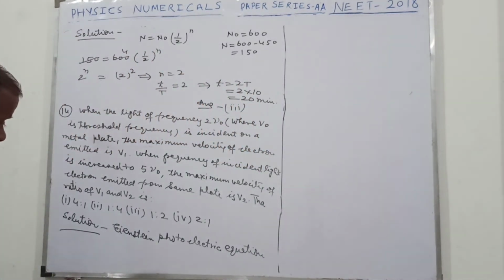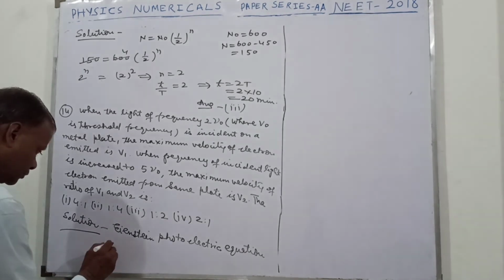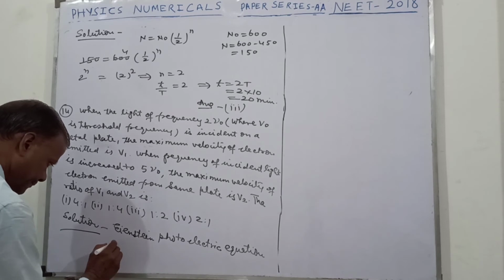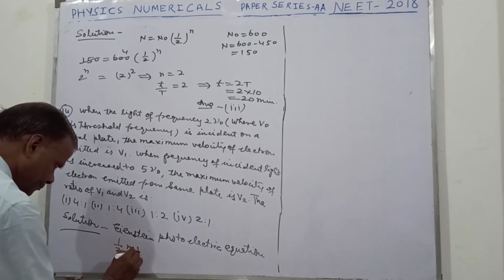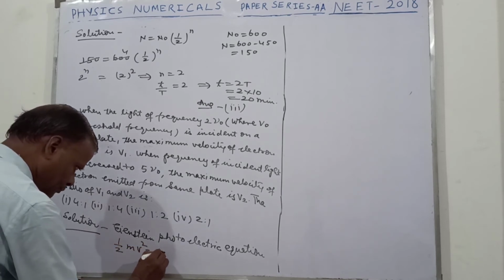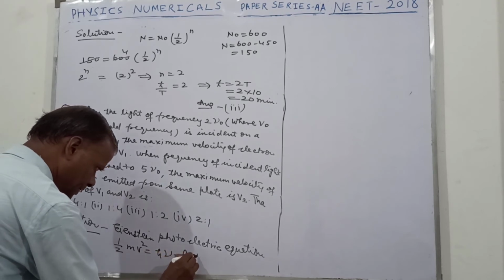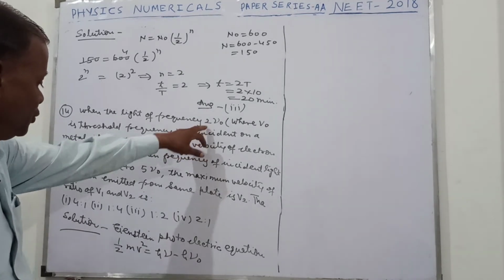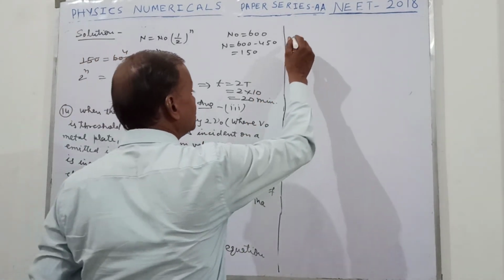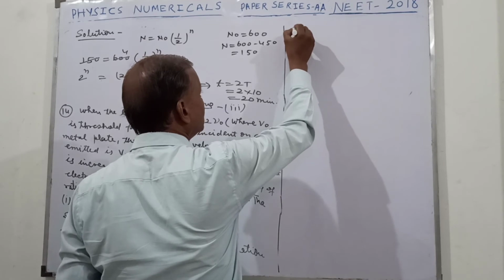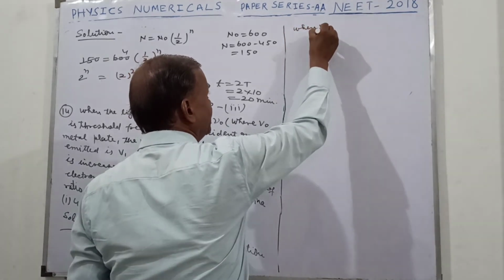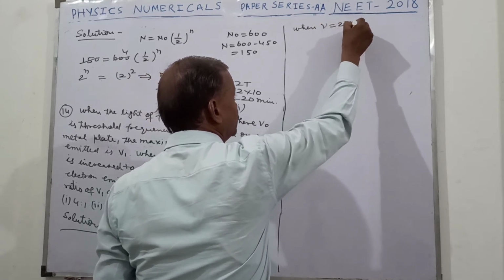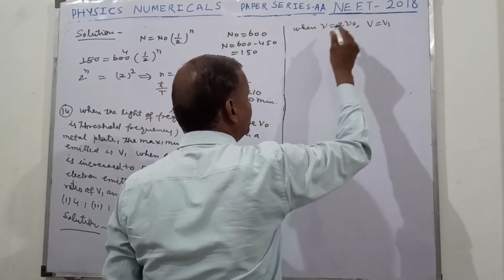Photoelectric equation. We know that this is equal to half mv square equal to hν minus hν₀. First, the frequency is 2ν₀, ν equal to ν₀. When ν is equal to 2ν₀, then v will be equal to v1.